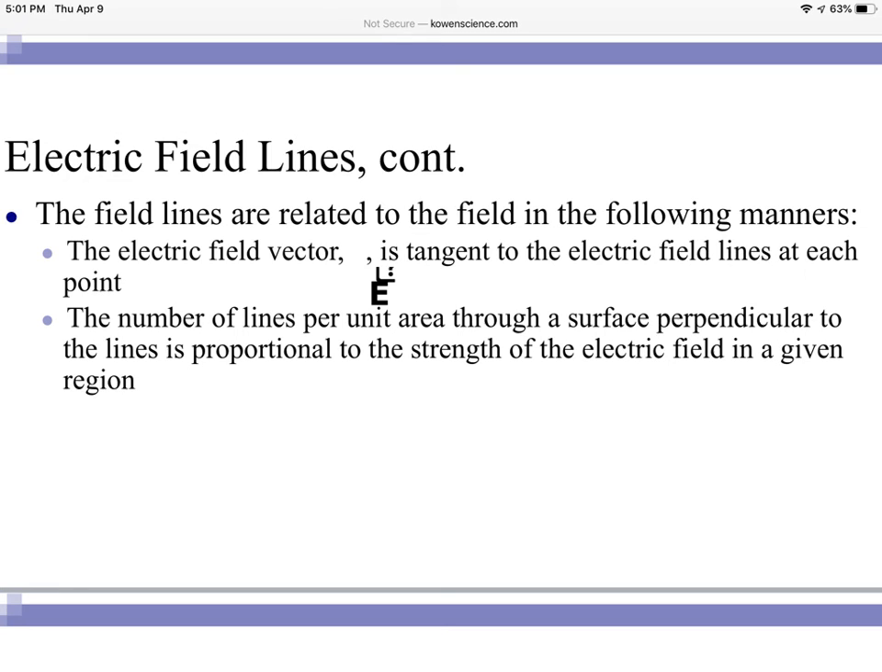The field lines are related to the field in the following way. The electrical field vector is tangent to the electrical field lines at each of the points, and the number of lines per unit area through a surface perpendicular to the lines is proportional to the strength of the electric field in a given region. Now I know that doesn't make a lot of sense, but if we were in school and did our magnet lab that I was planning on, you would actually get to see these lines develop due to the magnetic forces.